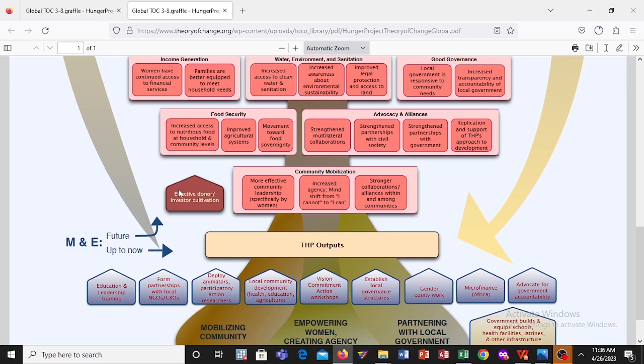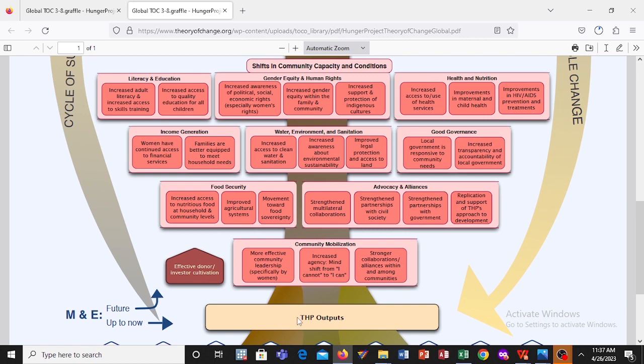So if we do our education and leadership training and form partnerships with local NGOs and CBOs, it will lead us to have effective donor or investor cultivation. And if we do local community development and health education, vision commitment, establish local governments, this will help us in achieving our community mobilization that will help more effective community leadership, increase agency with the microfinance, and stronger collaborations and alliances.